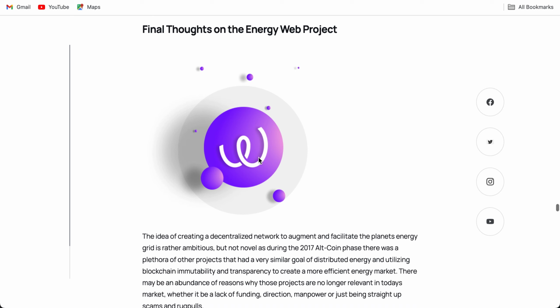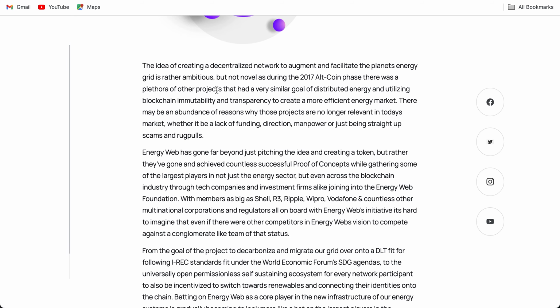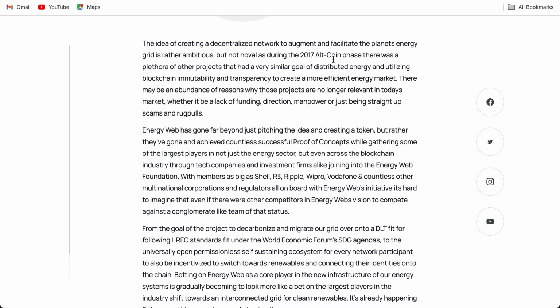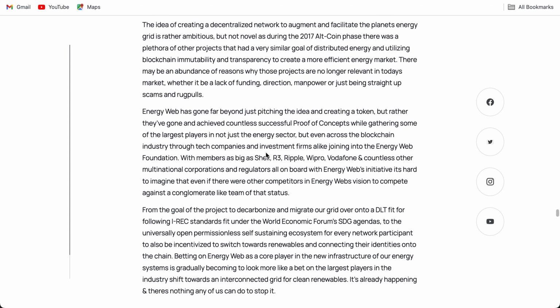Furthermore, there are final thoughts on the Energy Web project by none other than Tokenizer. The idea of creating a decentralized network to augment and facilitate the planet's energy grid is rather ambitious, but not novel. As during the 2017 altcoin phase, which I talked about, there was a plethora of other projects that had a very similar goal of distributed energy and utilizing blockchain immutability and transparency to create a more efficient energy market. There may be an abundance of reasons why those projects are no longer relevant in today's market, whether it be a lack of funding, direction, manpower, or just being straight up scams and rug pulls.